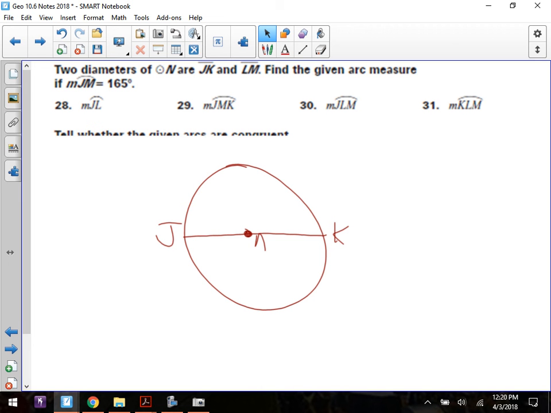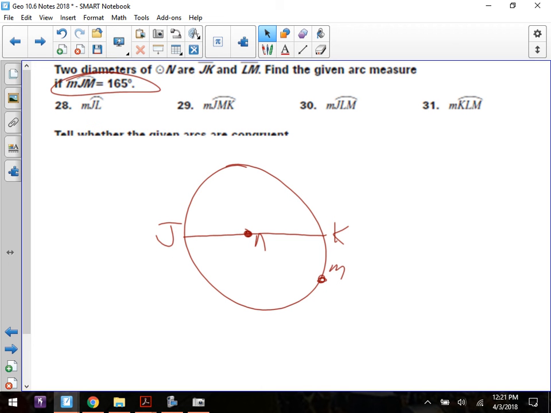Well, before I put in L and M, they gave me this other information. It said the measure of arc JM has to equal 165. So wherever I put M, does it have to be closer to J or closer to K? It's got to be closer to K. Does it have to be above the K or below the K, or does it matter? It doesn't matter. I could put M here, or I could put M here.